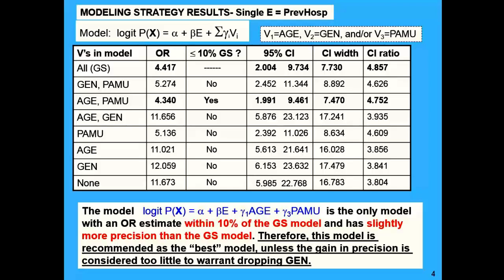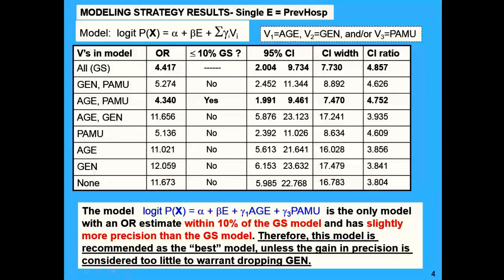Now, what if it turned out that instead of a 10% rule, you were using a 20% rule, so it turns out that 5.274 was within 20% of the gold standard, and 4.34 was also within 20% of the gold standard. Now, based on this first rule here, which variable would you drop? Which of the variables, if we're using a 20% rule, could you drop that's the least confounder?